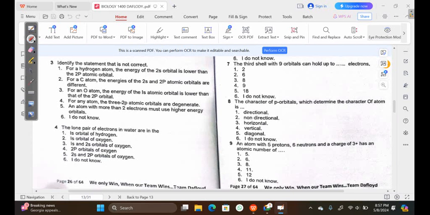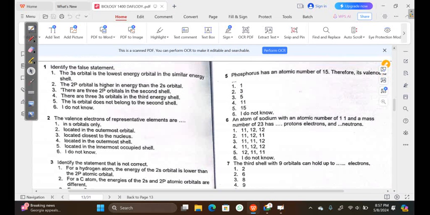Where is the question? The lone pair of electrons in the water are in the... yeah, so you still find it in the 2p atomic orbital. Any questions? Can move, right?